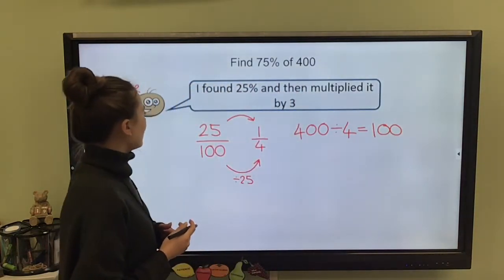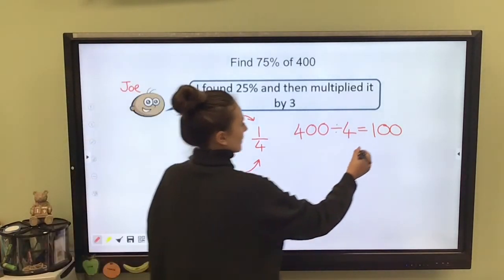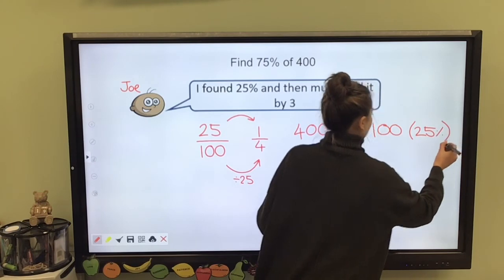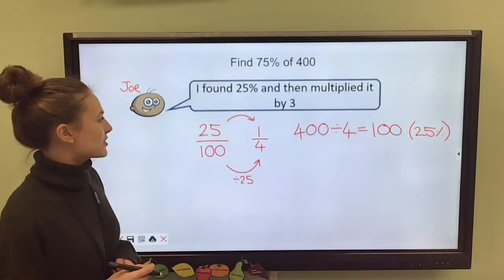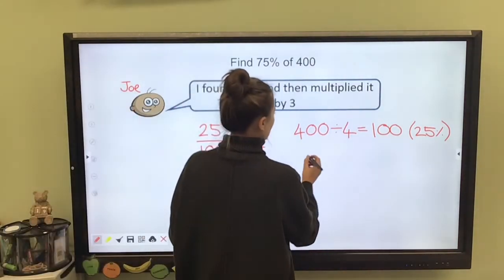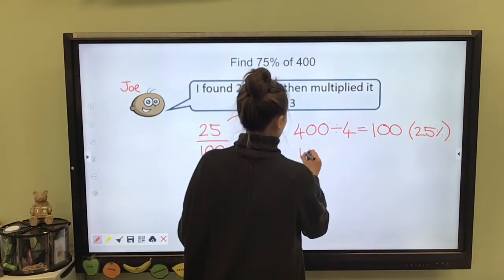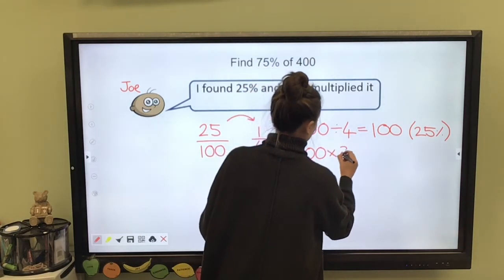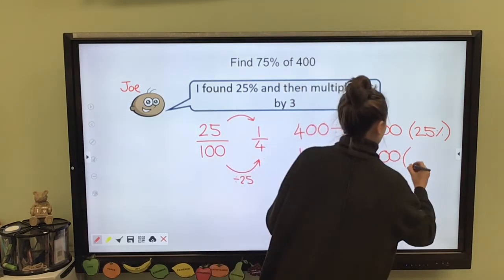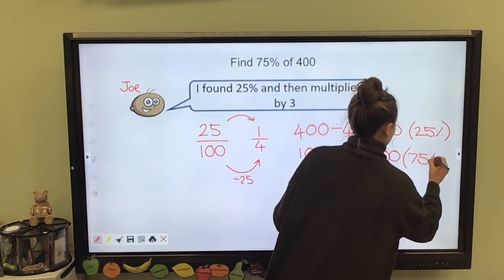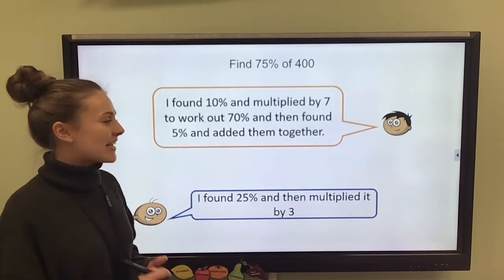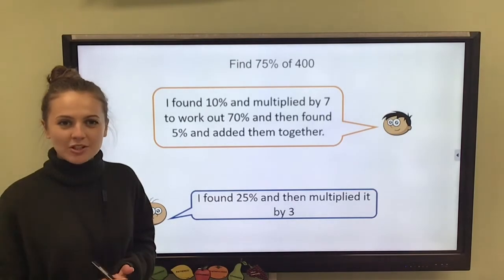So that's great. We've found 25%. I'm going to label that again so we don't forget. 25% of 400 is 100. But that's not what we were looking for. We were looking for 75%. So we can do 100 multiplied by 3, which equals 300. And we know that is equivalent to 75%. So we worked through both methods together and we found that they both work. Which one would you use?